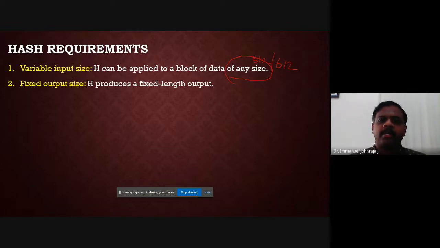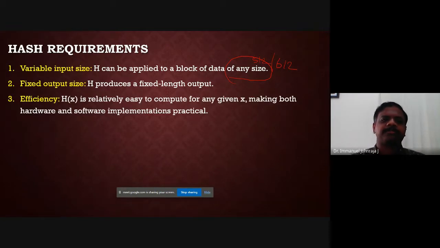Second, whatever may be the size of the input, your hash algorithm H should be able to produce a fixed-length output. It could be 512 bits, it could be 128 bits, and so on, but the size should be fixed. All right, so that's the second requirement.